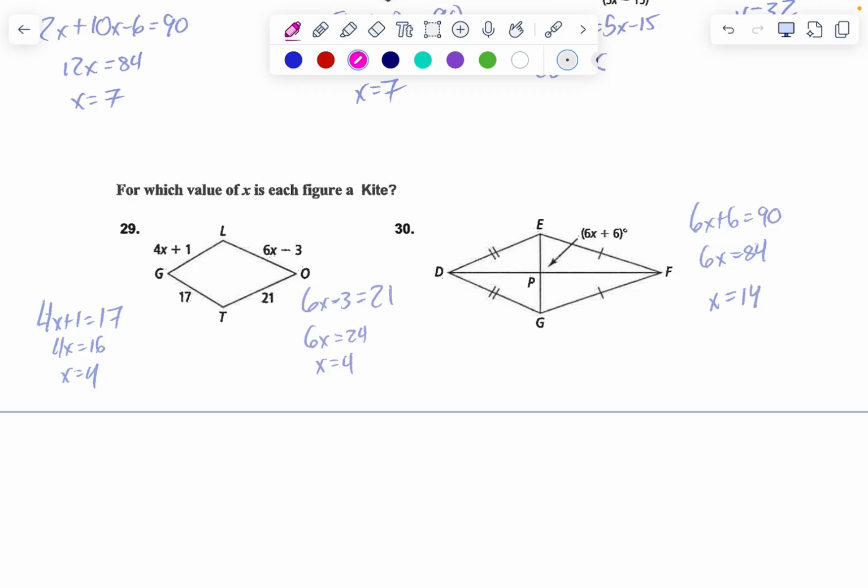Number 30, so 6x plus 6 is pointing to an angle, and we know that angle is a 90. So set it equal to 90 and solve to get 14.